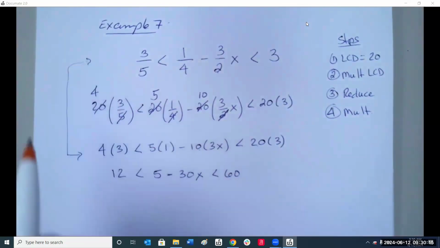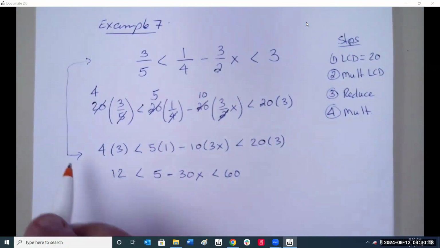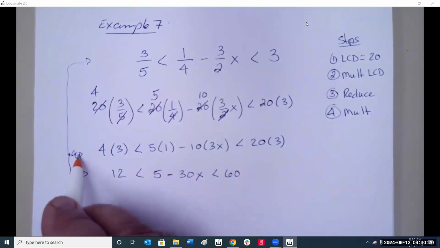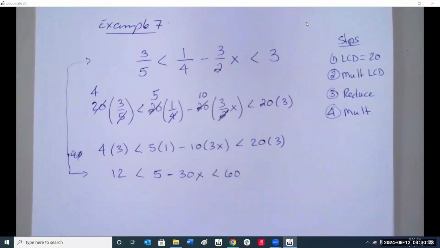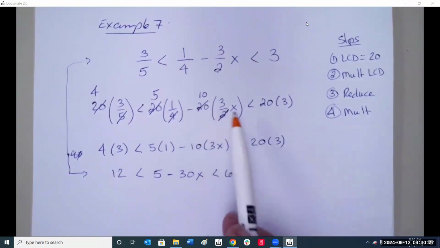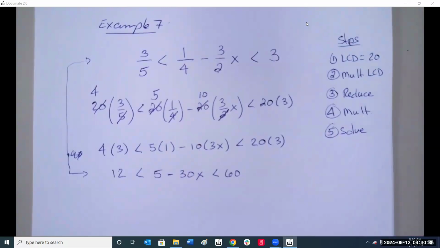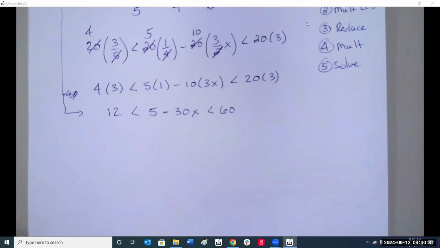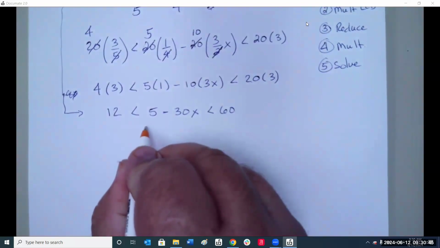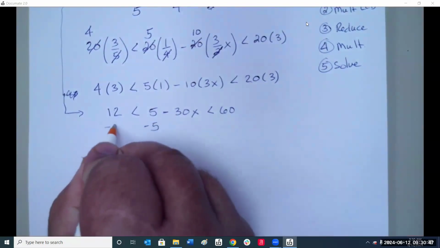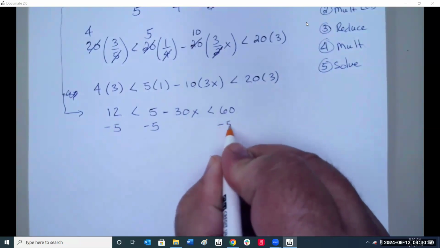These two equations are equal. Actually, these two equations are equal. Which one looks easier to work with? The bottom one. Once we get rid of the fractions, it's much easier for us to deal with. So now our last step is to solve. Solve for x, the way we've been doing it. So the first thing we have to get rid of is 5. How? Okay. Very good. Subtract 5 from each of the sides.